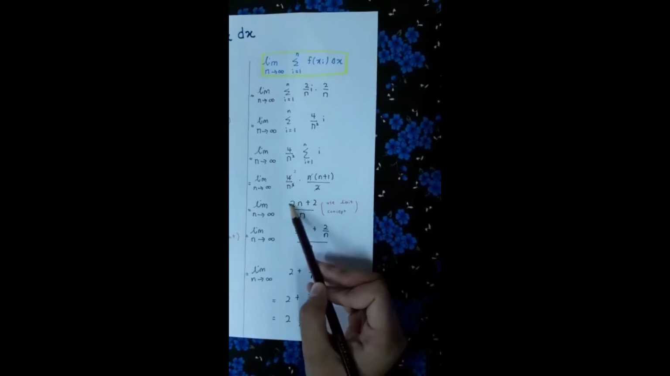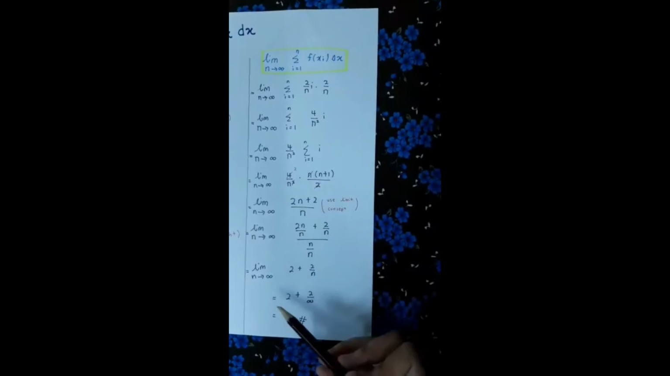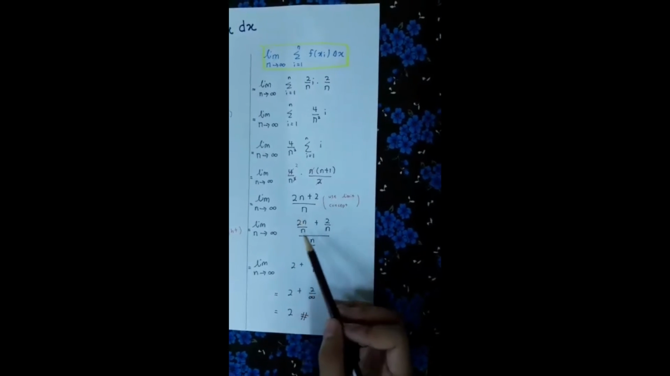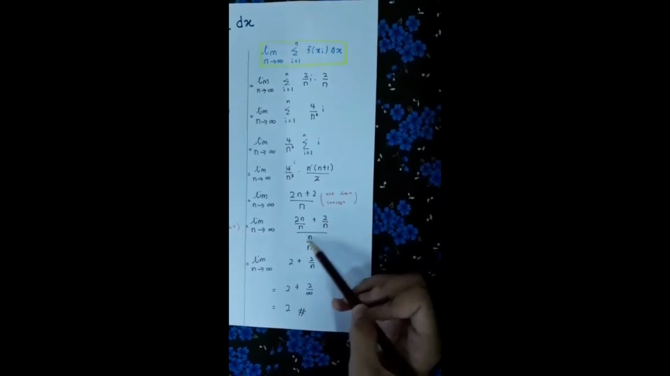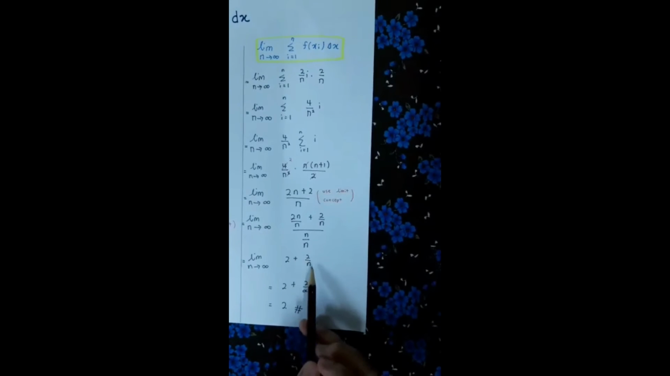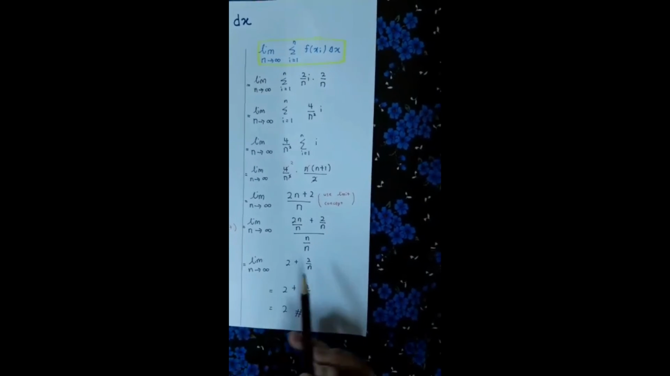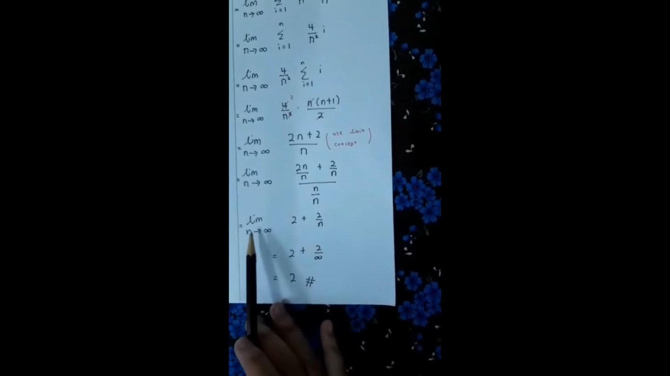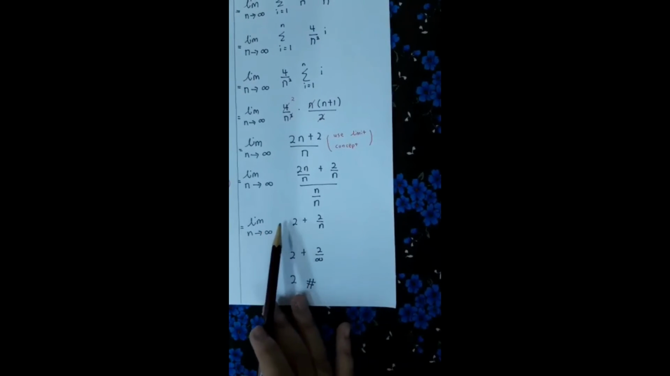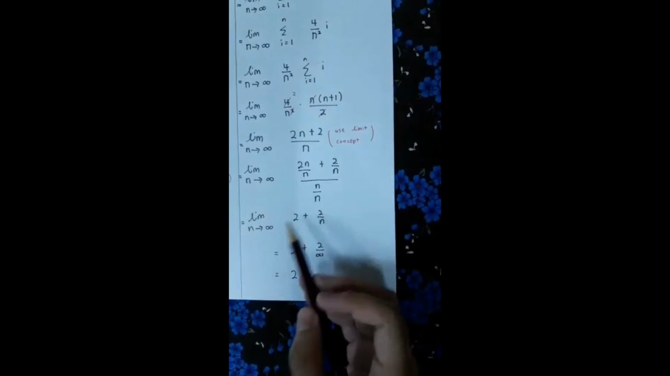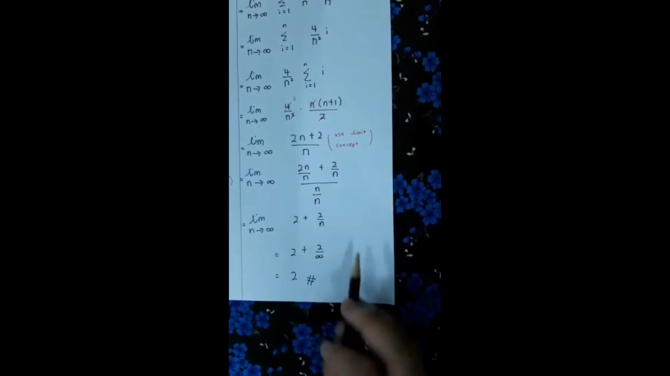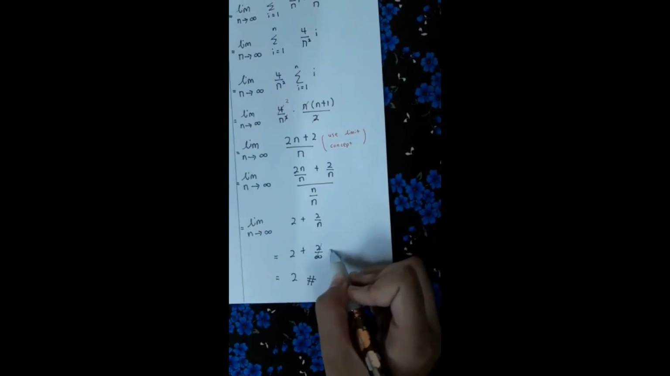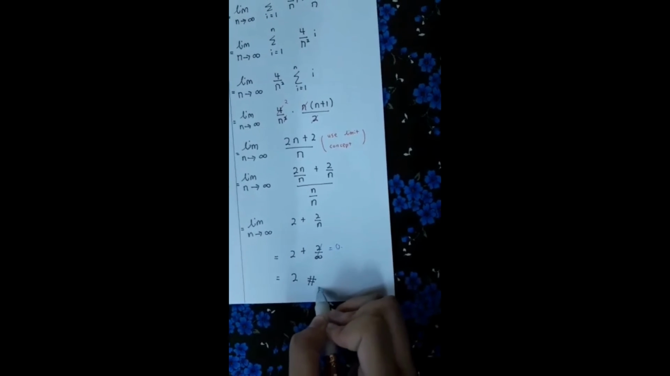But as we know, we must use the limit concept to obtain the final answer. So we must divide by the highest power of n, which is n divided by n, also divided by n. So we will get the final equation, which is 2 times limit n approaches infinity of (2 plus 2 over n). For this part, limit n to infinity, we will get only 2. But for this one, limit n approaches infinity of 2 over n, we will get this equal to 0. So 2 plus 0 equals 2. So the final answer is 2.